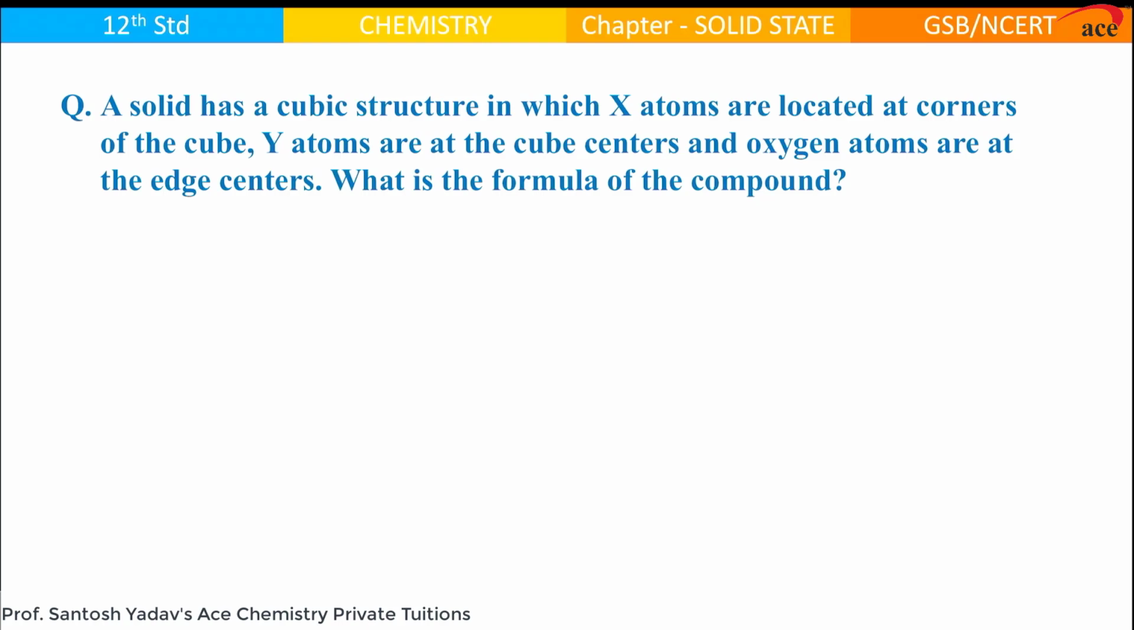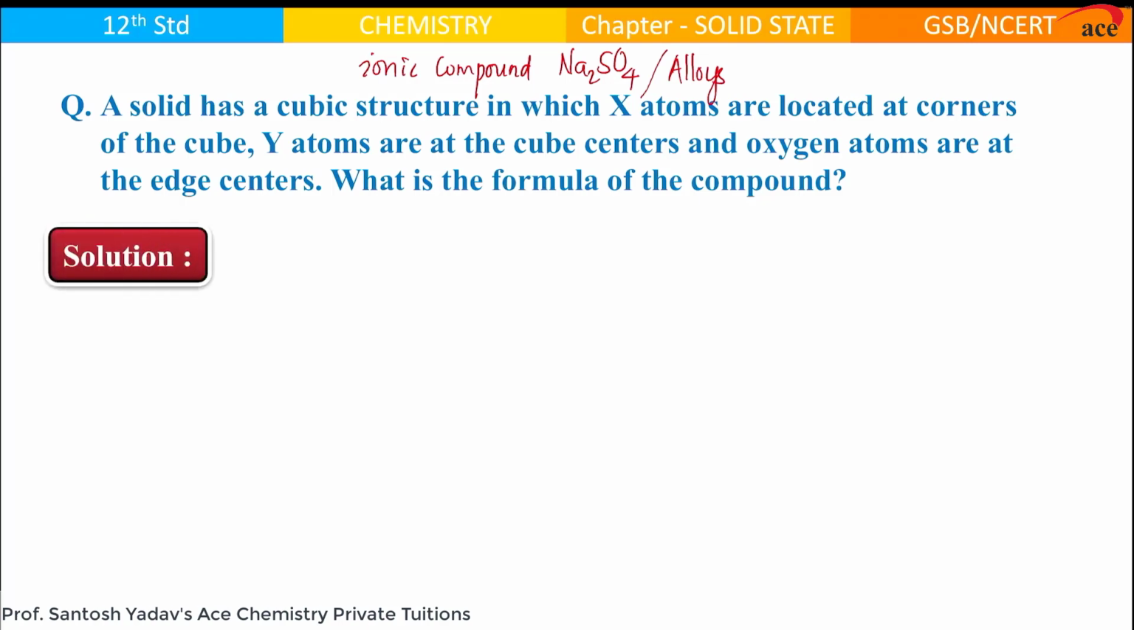Again, what type of compound can they be? This type of compound can be ionic compounds. Can there be an ionic compound made up of 3 elements? Yes. Na2SO4 is made up of 3 elements: sodium, sulfur and oxygen. Or they can be alloys. So remember, such types of compounds can be ionic compounds or they can be alloys.